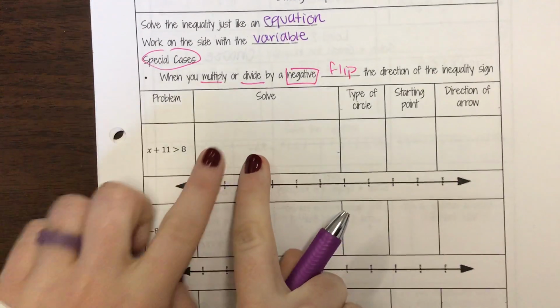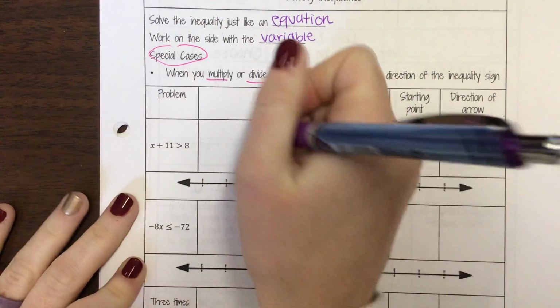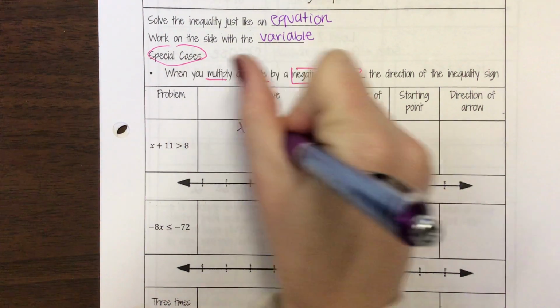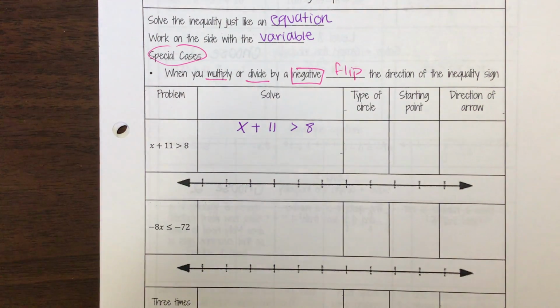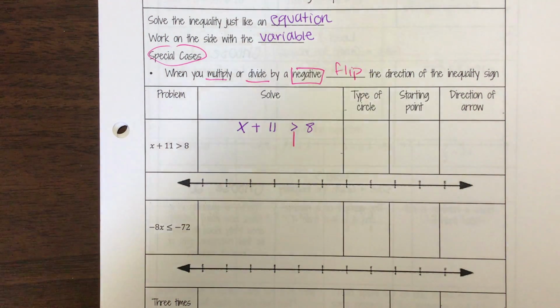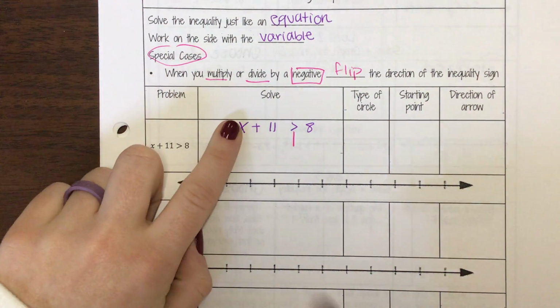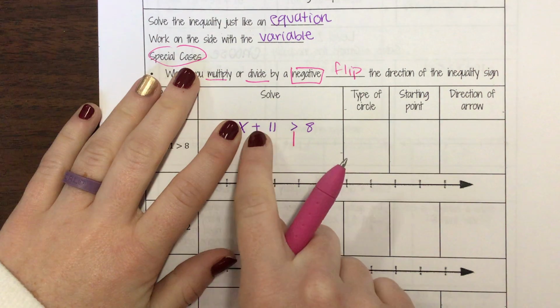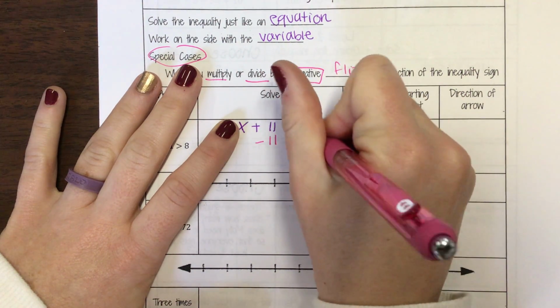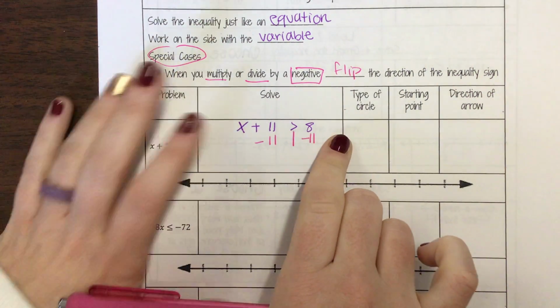So I'm just going to start by rewriting the inequality up here. X plus 11 is greater than 8. And then I want to draw a line right here. Remember, like we draw it through the equal sign just to keep it organized. Then I undo what is furthest from the variable. This plus 11, not very attached. So I'm going to do a minus 11. What I do on one side, I have to do on the other.